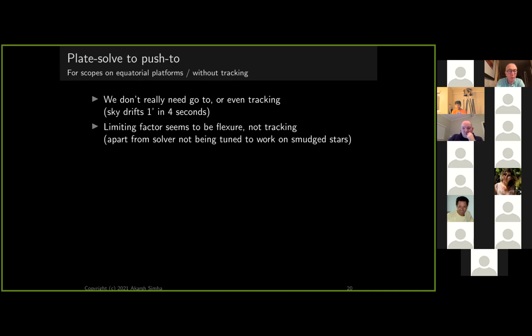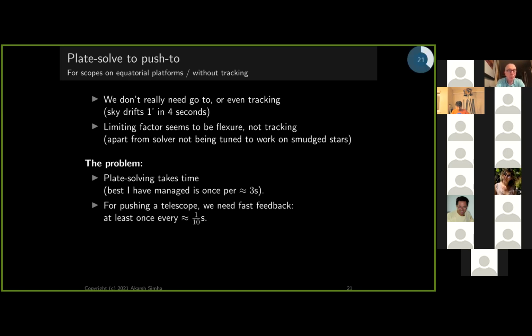But in practice, I do need tracking because the plate solving algorithm doesn't like smudged stars in my prototype. But I believe that can be solved. And the limiting factor in error that I encounter seems to be flexure, because I get much more than 1 arcminute. My exposures are 2 seconds and I get much more than an arcminute of error. So my limiting factor is almost certainly flexure and other things with this big tube not acting like a rigid body, right?